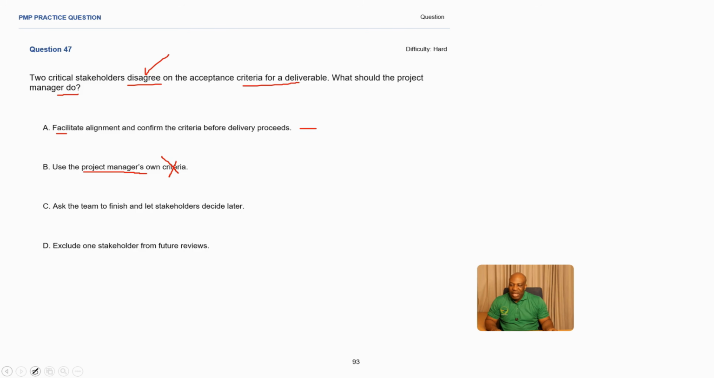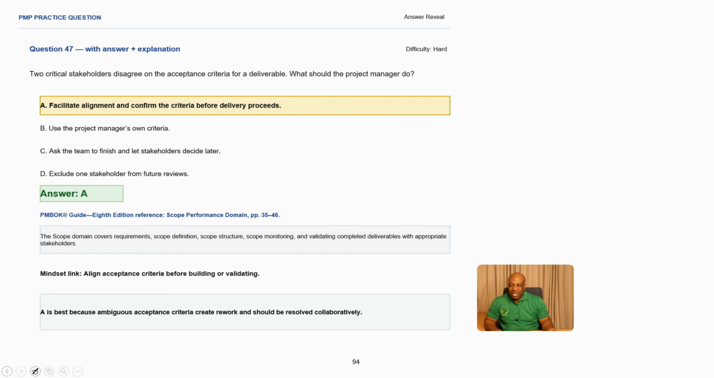Ask the team to finish and let the stakeholders decide later. You cannot postpone a problem. You need to confront it. So makes this answer incorrect. Exclude one stakeholder from the future reviews. You need to engage stakeholders throughout the project. It's one of the domains and it's one of the mindset that you should have. Engage stakeholders throughout the project, making this answer incorrect. Therefore, the best answer here is A.